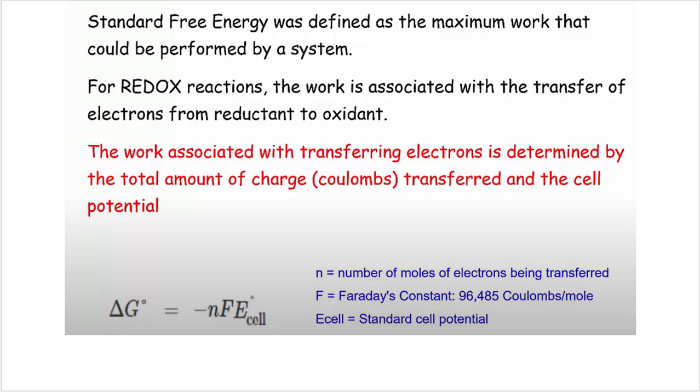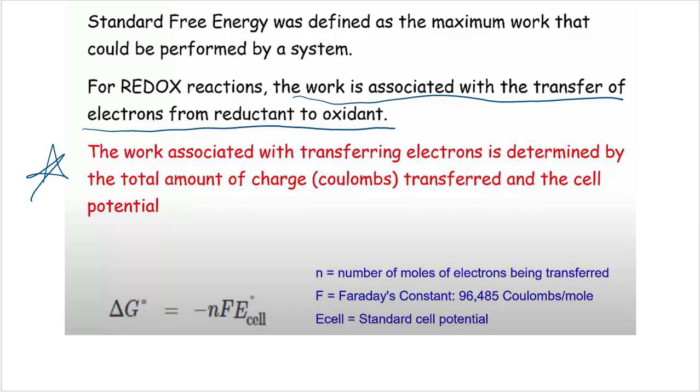We know that standard free energy, called Gibbs free energy, was defined as the maximum work that could be performed by a system. And I know that work for redox reactions is associated with the transfer of electrons from reactants, from what's being oxidized to what's being reduced. What I really need to walk away with here is that redox reactions are defined as the transfer of electrons. That's work being done through an electrical circuit. Work associated with the transfer of electrons from the reductant to the oxidant.